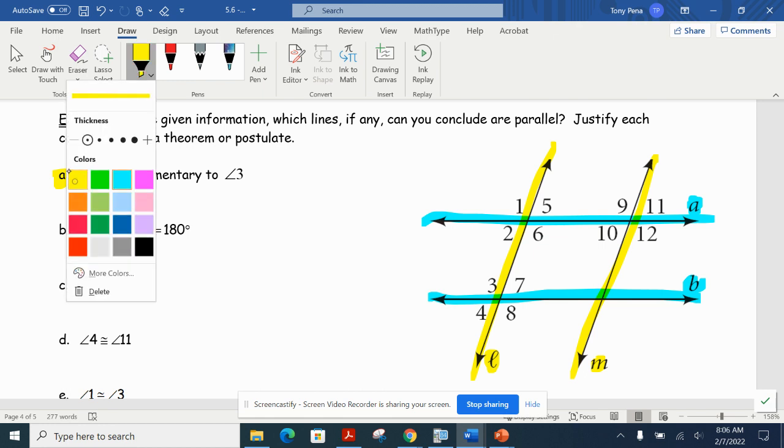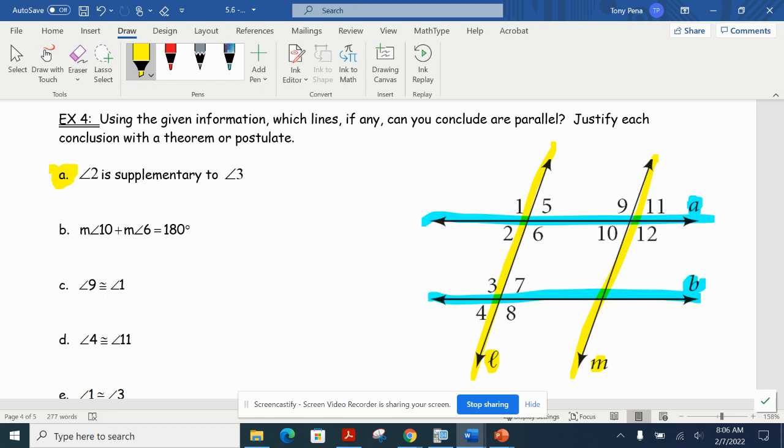So letter A is basically saying angle 2 is supplementary to angle 3. So if we find those two angles, here's angle 2, here's angle 3. What we want to identify is we can ignore this line over here. The two lines that we're trying to prove are parallel are A and B. That makes this yellow one our transversal. So if this satisfies one of our five new theorems, that 2 and 3 are supplementary, then we would say line A and line B are in fact parallel to each other.